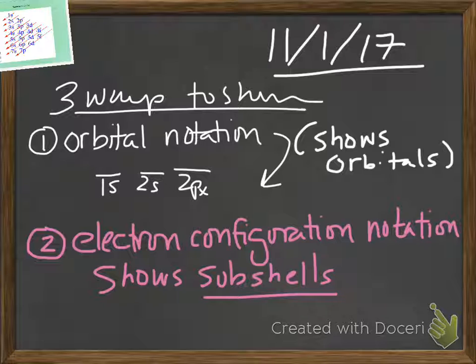In electron configuration notation, what we show instead are the subshells with a superscript that tells you how many electrons are in that subshell. It is not an exponent. That's important. So let's do an example where we show the orbital notation, and then we're going to show the E-config notation so that you can see how they're related.